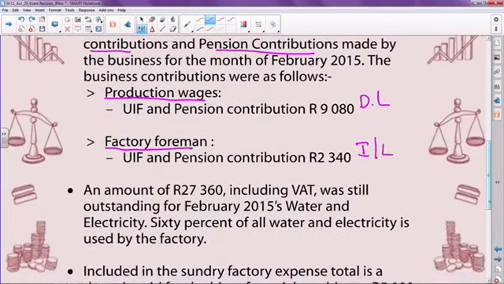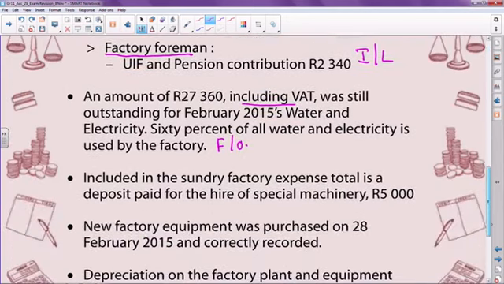This is where the VAT comes in. An amount of 27,360 Rand, including VAT, was still outstanding for February 2015's water and electricity account. So again, not reading further. So this will impact on factory overheads. Right, next bit of information.